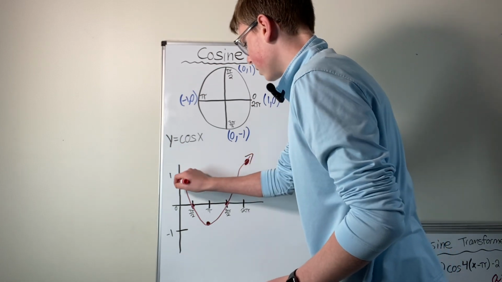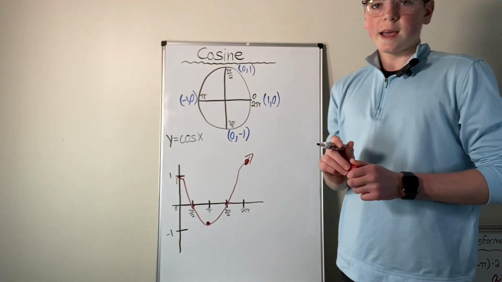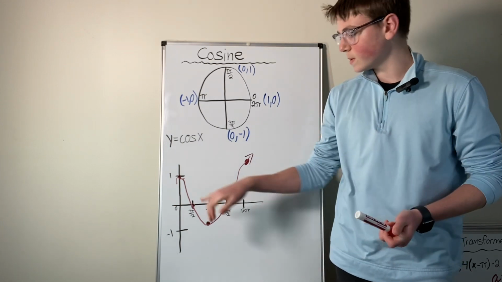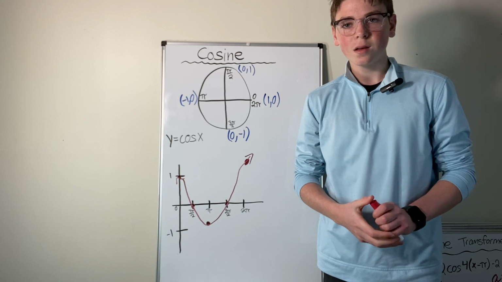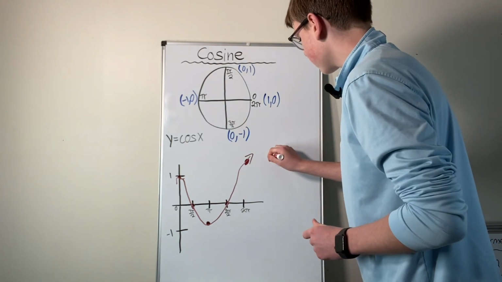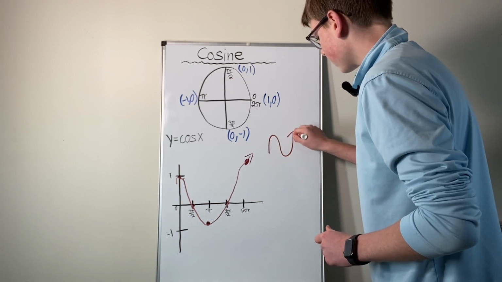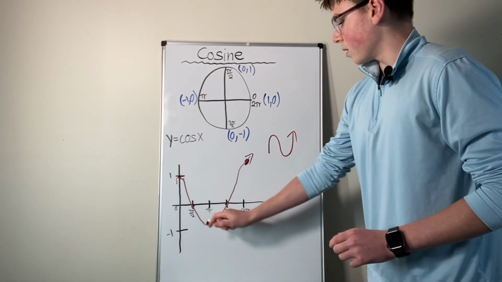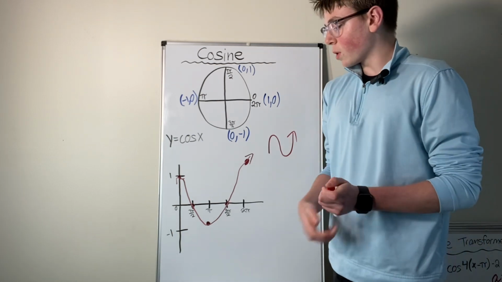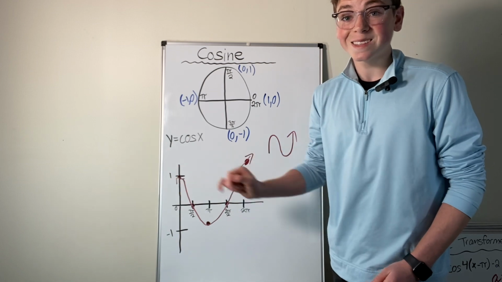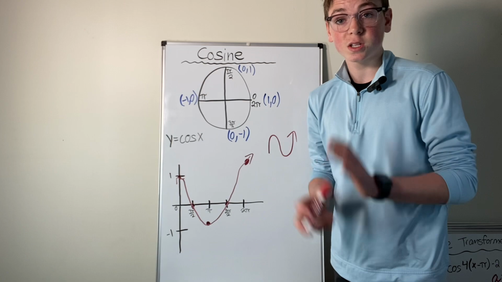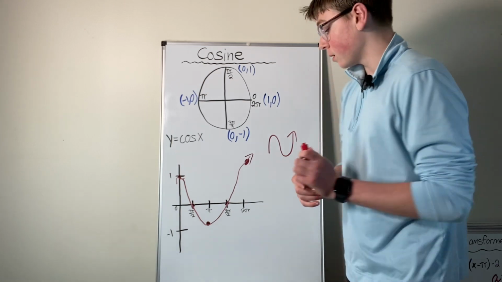So then you can add your little arrows on both sides saying that it goes infinitely. And what we see here is we see a u instead of our little sine. So this is sine. This is cosine. So cosine looks more like a u. Remember that it starts at 1 instead of 0. It starts at the maximum point.